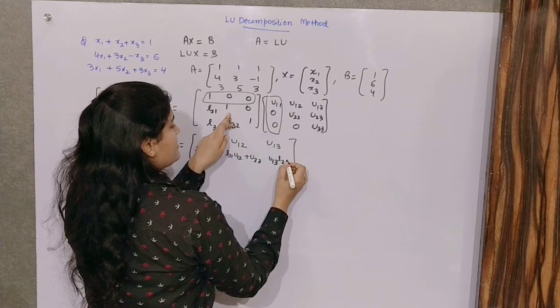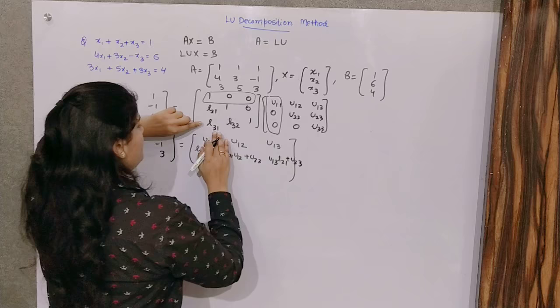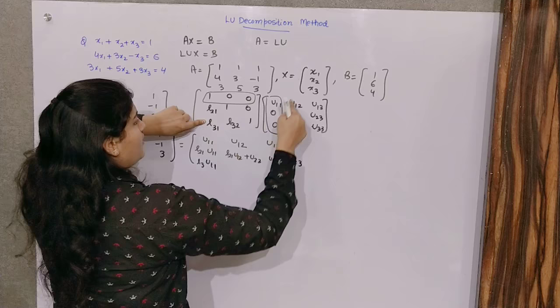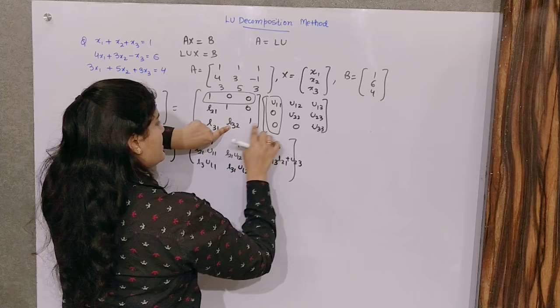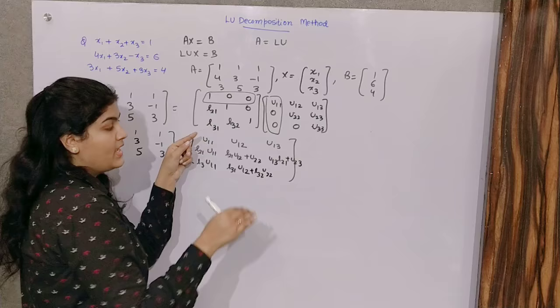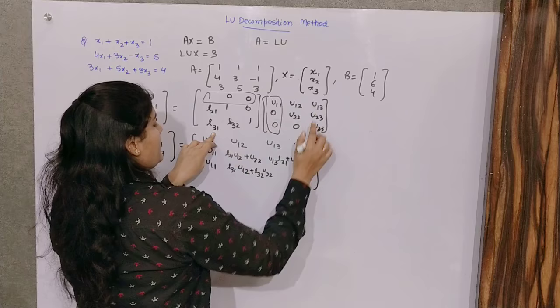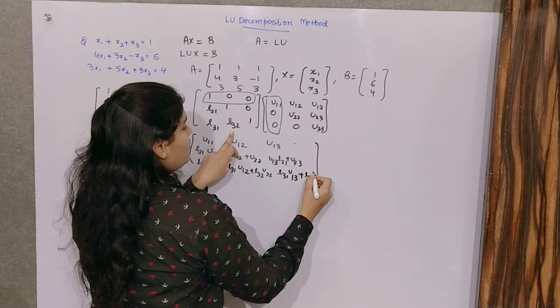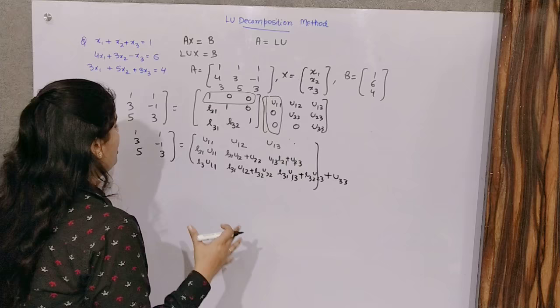Then third row, first column: L31 U11, and this would become 0. Third row, second column: L31 U12 plus L32 U22, and this would become 0. Then third row, third column: L31 U13 plus L32 U23 plus U33. Now compare all of the elements with their respective positions.